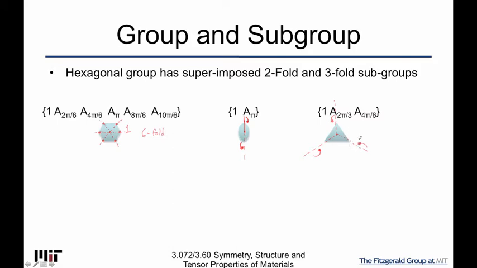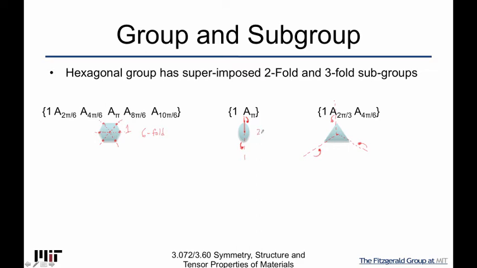Now, there's 2 possibilities here. I can do 120 degrees, which is 2 pi over 3, or I could do 2 of them, and I still get on a symmetry element. So there has to be another rotation of 4 pi over 6 in there, right? So this one has 3 elements in this point group.